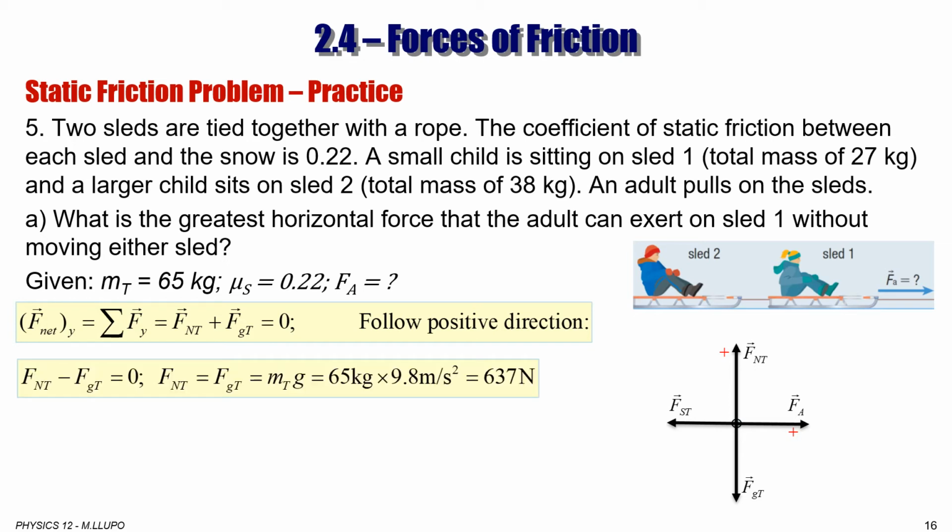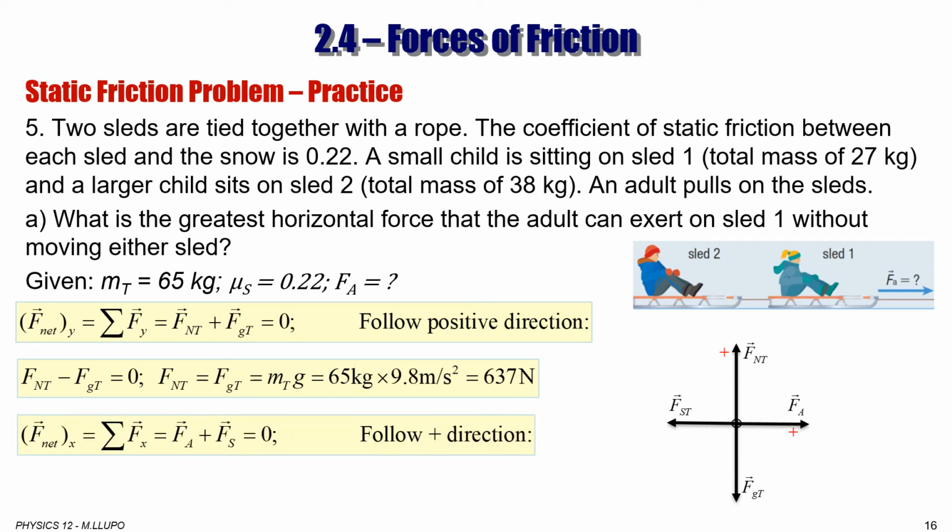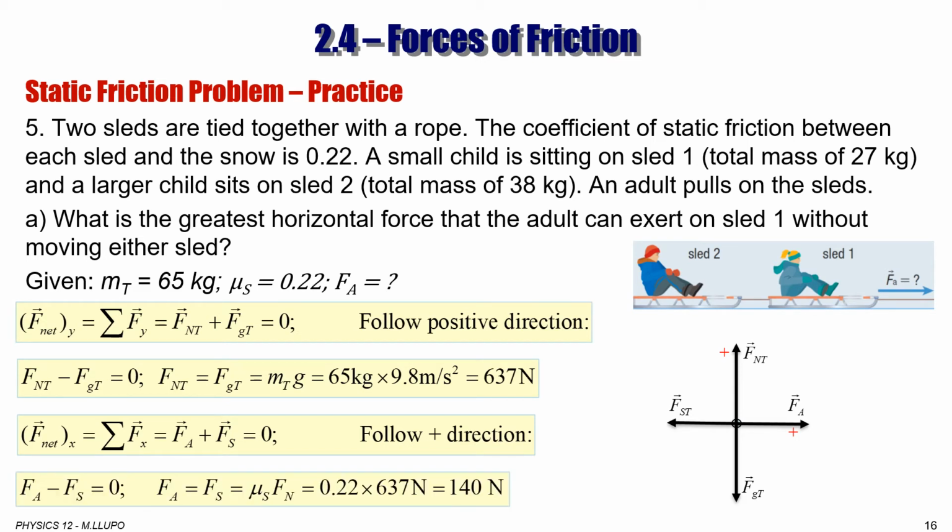We can do the same thing on the x-axis. We have two forces on x. The sled is not moving, so Fnet is 0. We can keep the positive direction as right, and Fa minus Fs is equal to 0. So Fa is equal to Fs, but we know that Fs, the static force of friction, is mu s Fn, and we're talking about Fn total that we just calculated. 0.22 times 637 Newton is equal to 140 Newton.